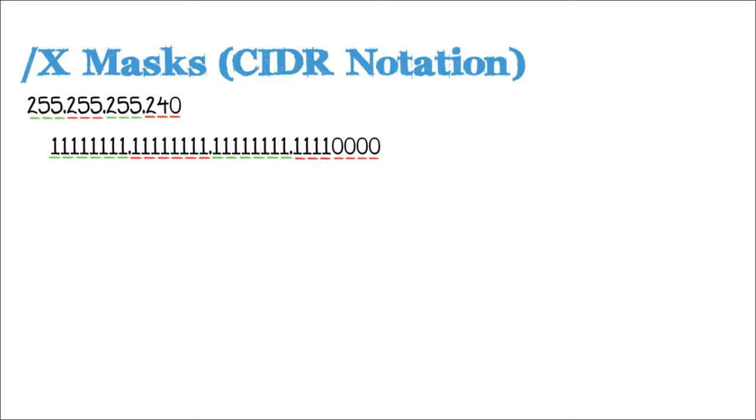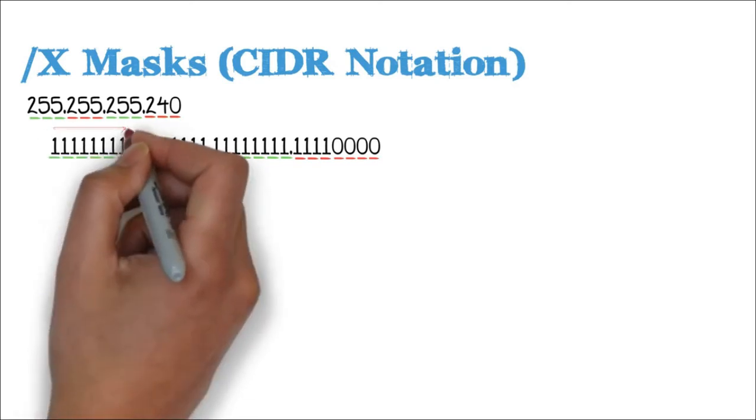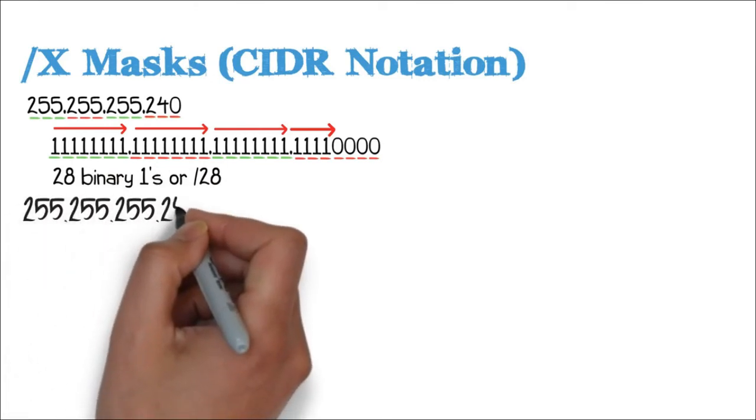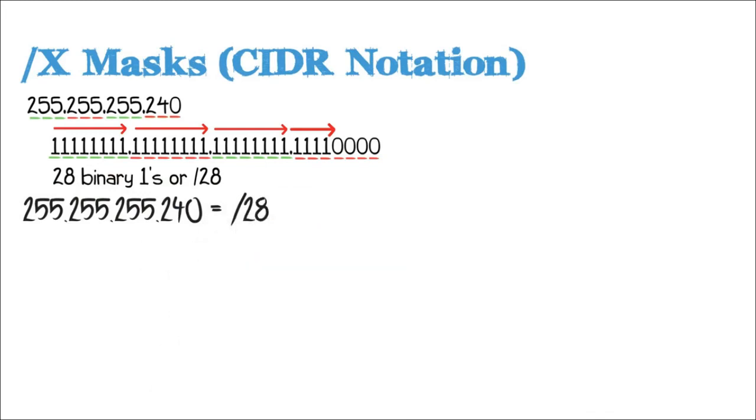Now in this example, if you count the number of binary 1s, we have 8 binary 1s in the first octet, another 8 binary 1s in the second octet, therefore we have 16, another 8 binary 1s in the third octet, which equals 24, plus 4 additional binary 1s, which gives us a total of 28 binary 1s, or in other words, /28. So 255.255.255.240 equals /28. But notice in this example, the boundary between network and host is not on the octet boundary.